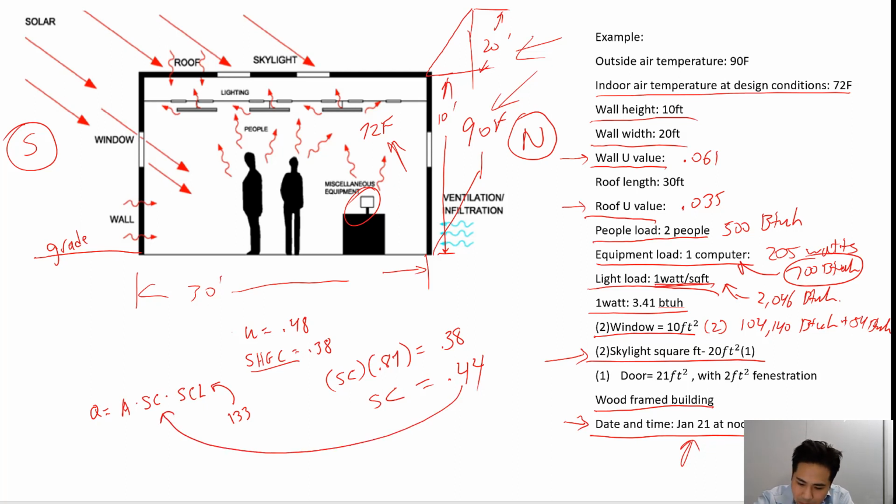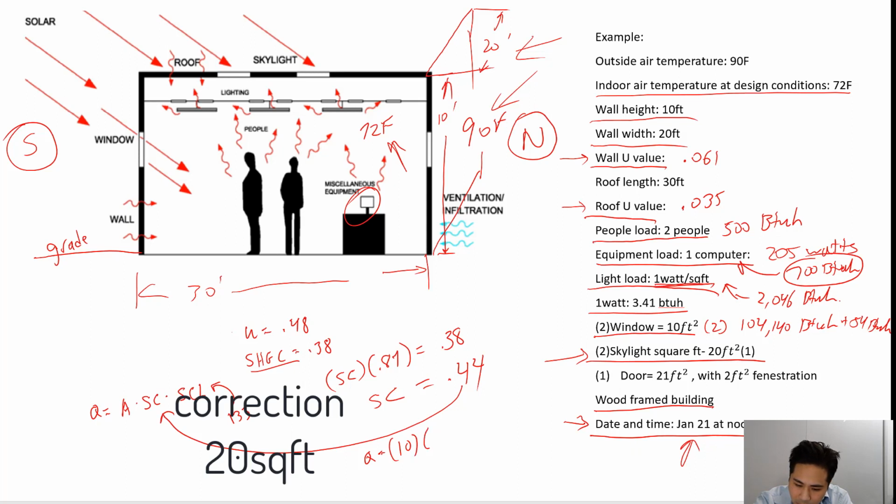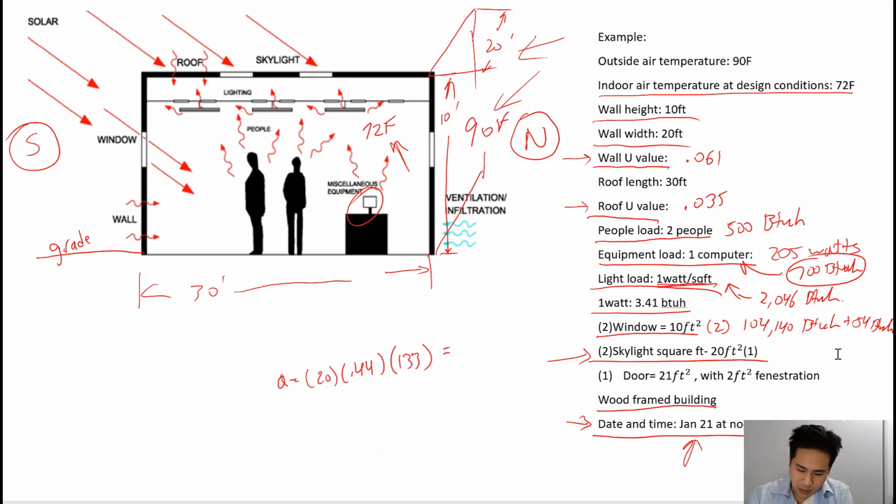So plugging all the values in, we get 20, 0.44, and 133. So the value of Q using the 20 is 1170 BTUs per hour for the radiation heat transfer through the skylight. And there's two of them, so we have 1170 BTUs per hour.